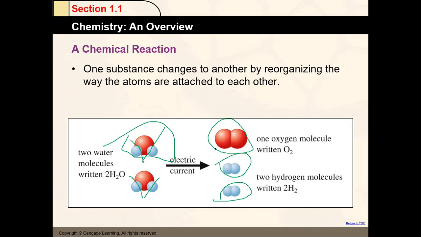What are the signs of a chemical reaction? Most of the time, they absorb or release energy. There is a color change, and there is also the formation of a solid, a precipitate. Let's say that you are mixing two clear solutions, and then you mix them up and get a white solid, a white precipitate, or a yellow precipitate. That's a sign of a chemical reaction. Same thing with gas evolution. If you produce gas, that's also a sign of a chemical reaction.